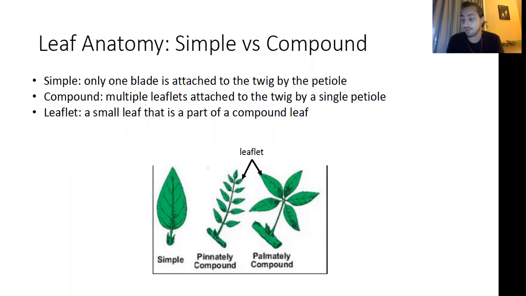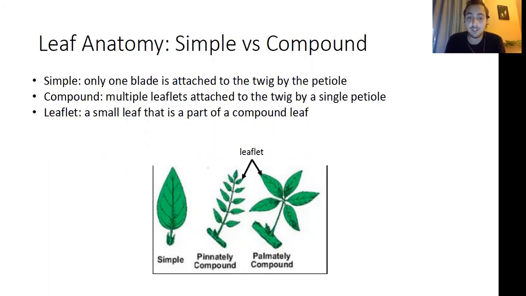The blade of a compound leaf is divided into several leaflets, where at the bottom of the petiole there will be a bud. So the point at which the bud exists determines whether a leaf is compound or not.